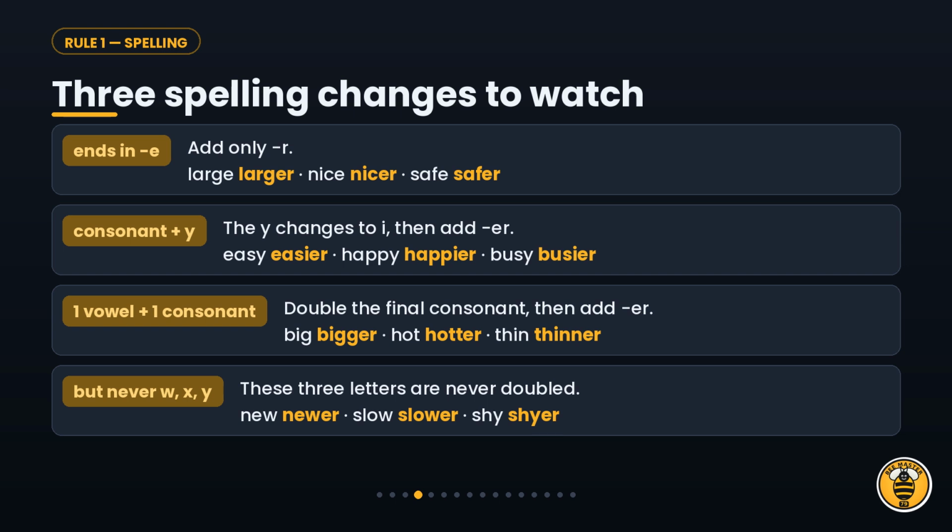Third, if the adjective ends in one vowel followed by one consonant, you double that final consonant. Big becomes bigger with two G's. Hot becomes hotter with two T's. Thin becomes thinner with two N's. But be careful, because we never double the letters W, X or Y. New becomes newer. Slow becomes slower. Shy becomes shyer.